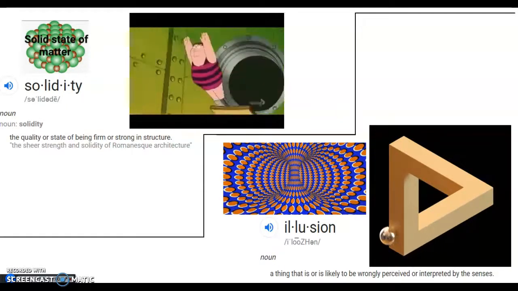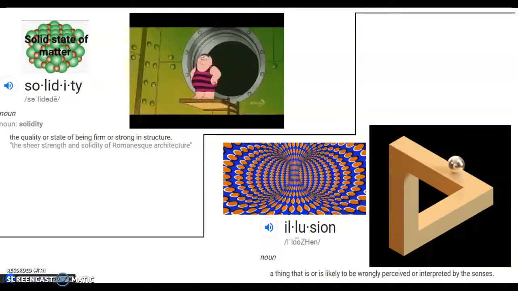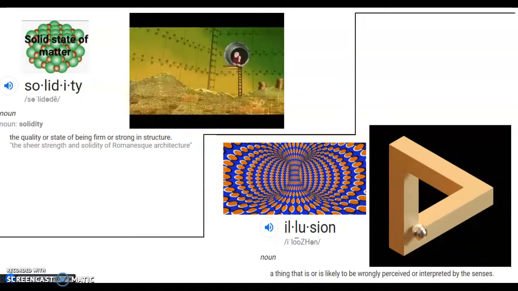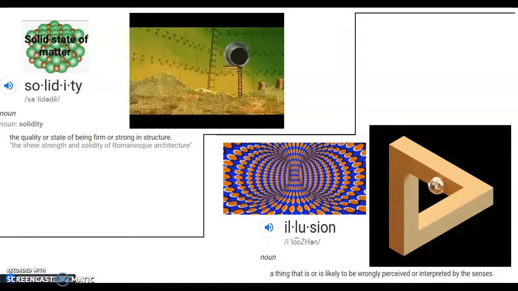So here you've got Peter Griffin jumping off into some solid gold. Our lives exist within solidity, right? Everything we experience or interact with is of the solid nature.